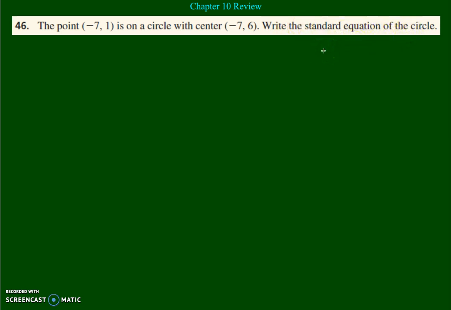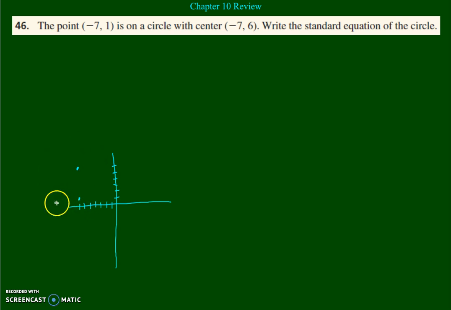Now, I like to have pictures, so I'm going to draw a grid in here and just sketch this out real quick. So it's at -7, 1 is our point. So 1, 2, 3, 4, 5, 6, 7, and 1. So there's our point, and the center is at -7, 6. So 2, 3, 4, 5, 6. So there is our center point.